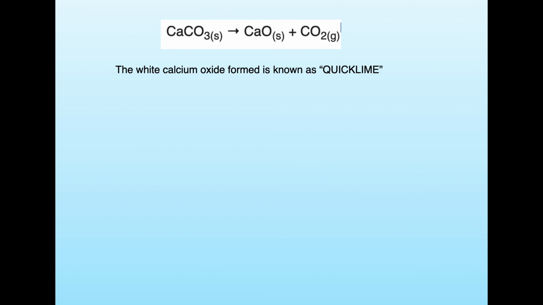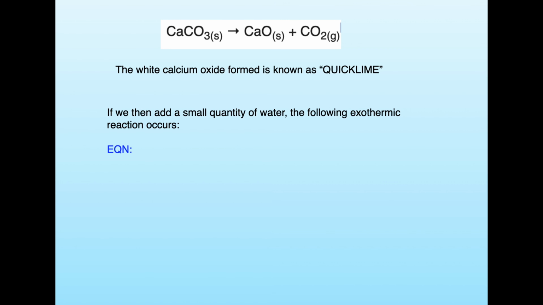So there's the equation again. Thermal decomposition must be endothermic, remember. The white calcium oxide is called quicklime. If we add a small quantity of water, just a little bit, then an exothermic reaction occurs, which is actually used for heating. You know, when you've got these portable food containers that get warm automatically when you mix them, shake them, push something or pull something? I think they use calcium oxide. I think they use quicklime in those.